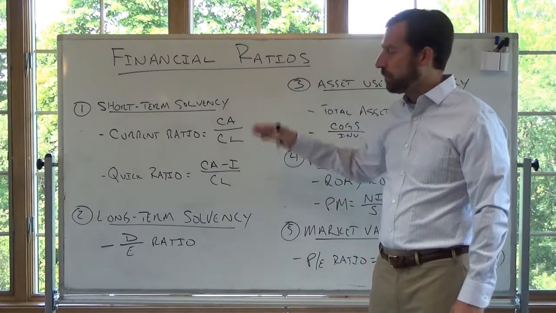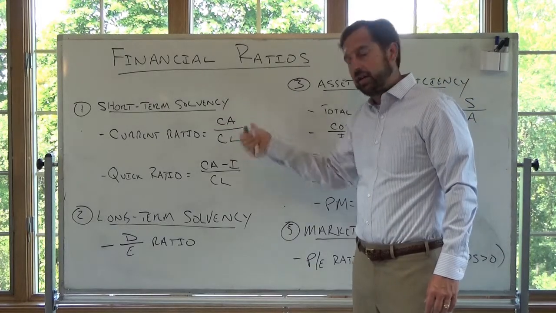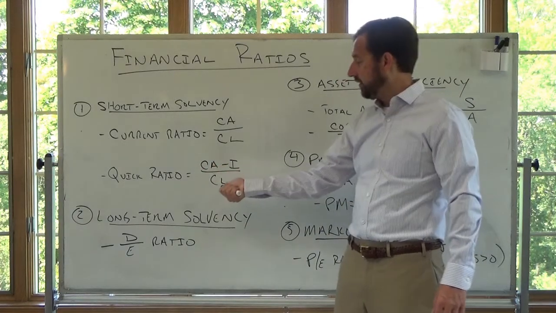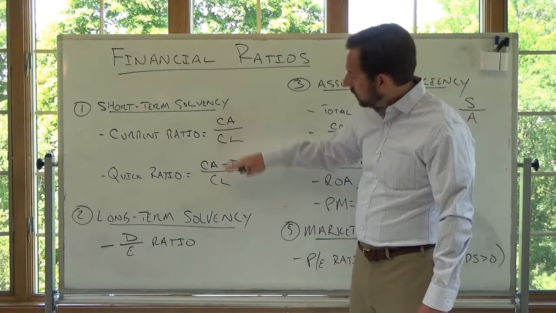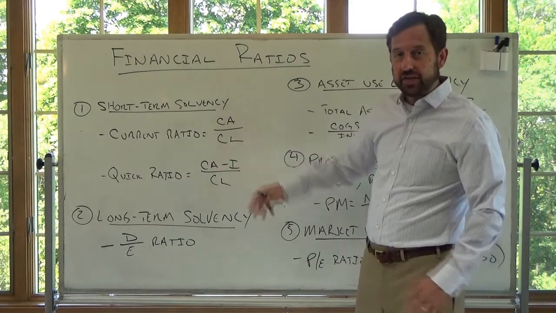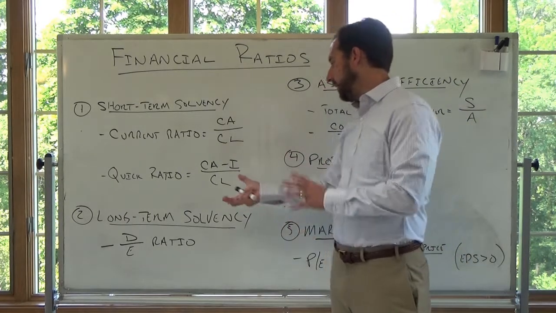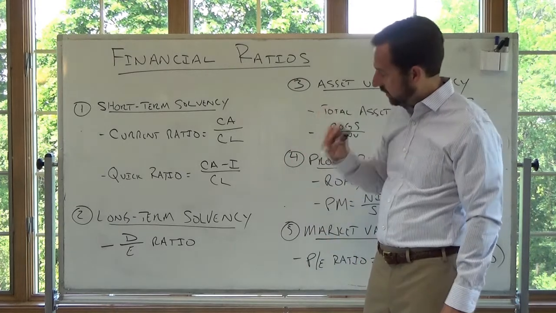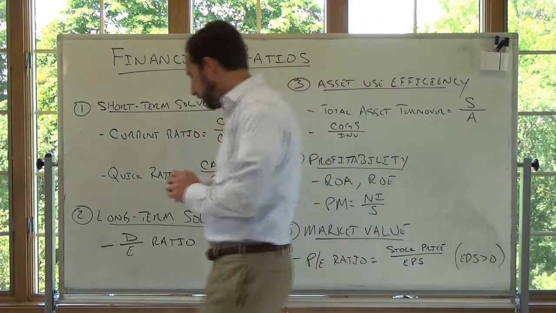For those types of firms, we may say, okay, well, I don't care about your current ratio because you've got a bunch of airplanes sitting in here. So let's take out your inventory. So the quick ratio is current assets minus inventory divided by current liabilities, right? So this may be more relevant for your particular industry, and this is how we come up with these financial ratios, right? So we try to make them more relevant to particular industries and particular firms, right? So we have current ratio, we have quick ratio.